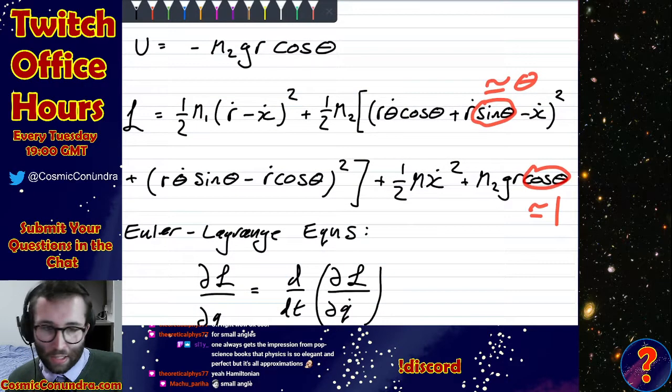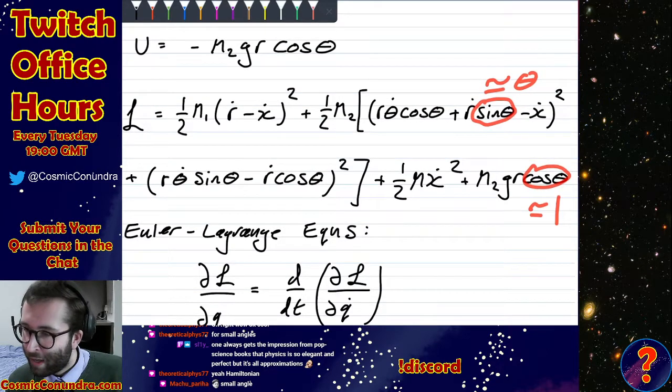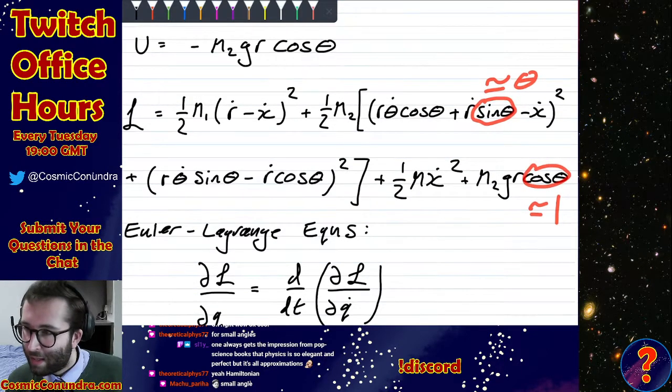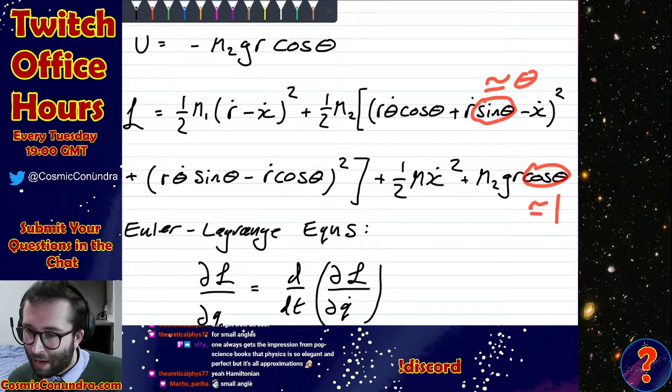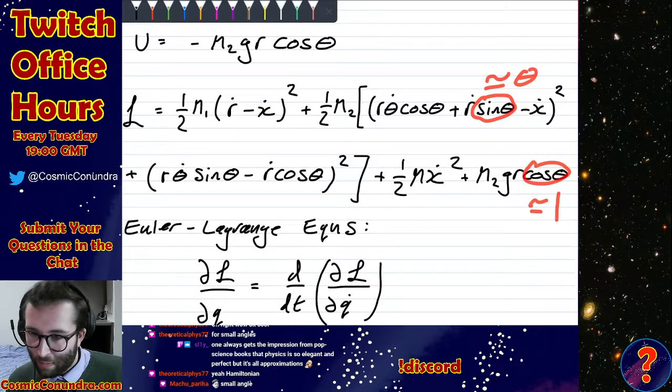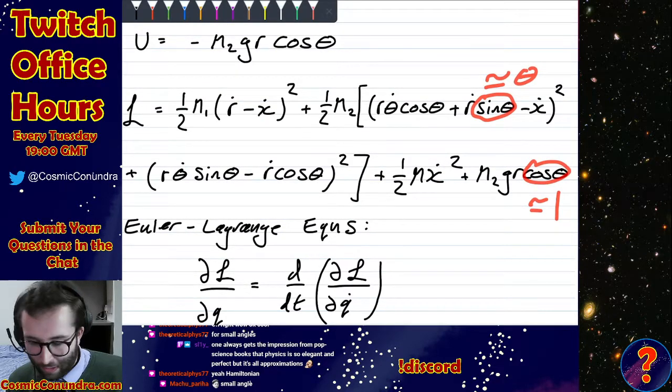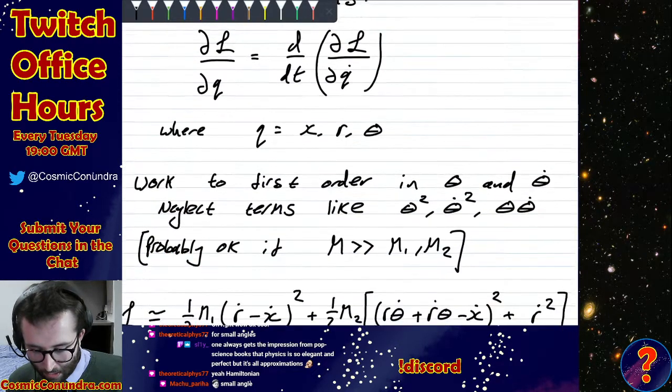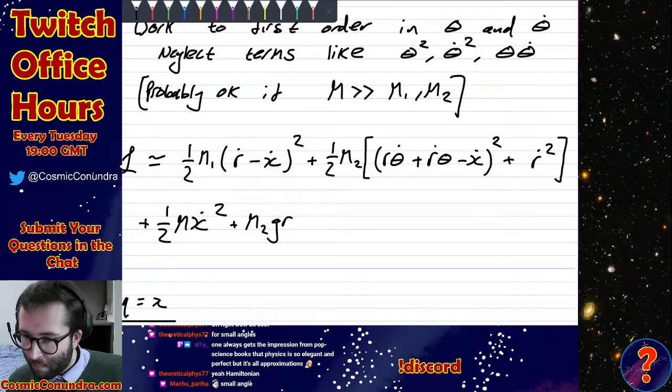Now I could have written it as 1 minus a half theta squared for cosine theta, and then differentiated, but I think I would still end up with terms like theta times theta dot every time, which I've said I'm going to neglect. Okay. So this is my approximate Lagrangian.